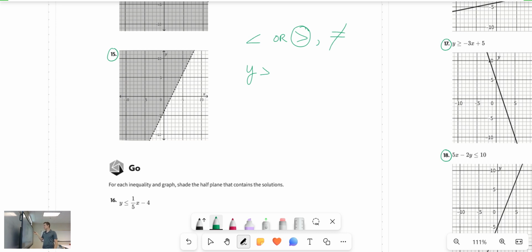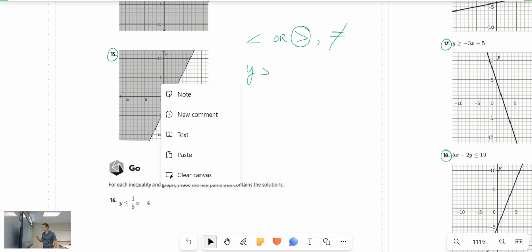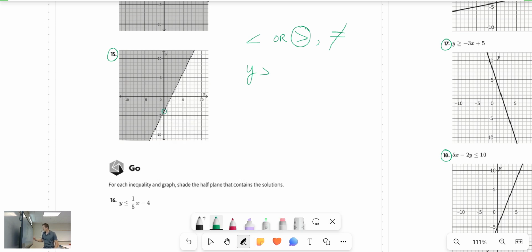Now we have to figure out what our slope and intercept are. It looks like we have our y-intercept right here, and that seems to be the point 0 comma negative 4. We don't know our slope, but we know our intercept is at negative 4. Then we're looking for the slope.